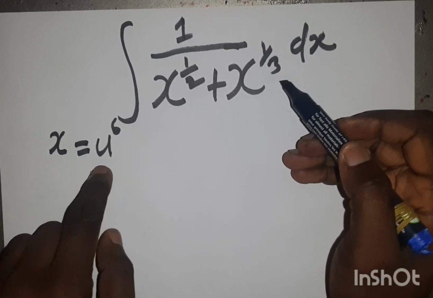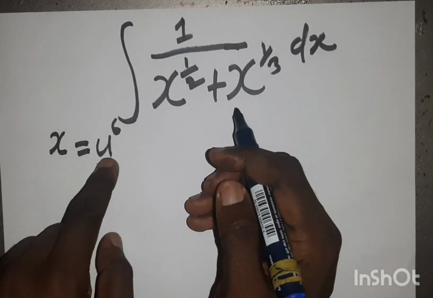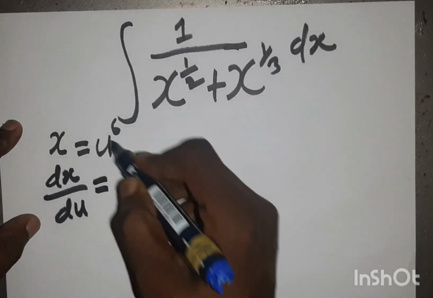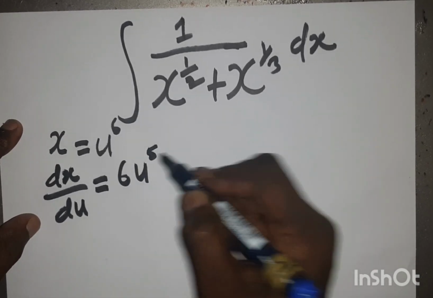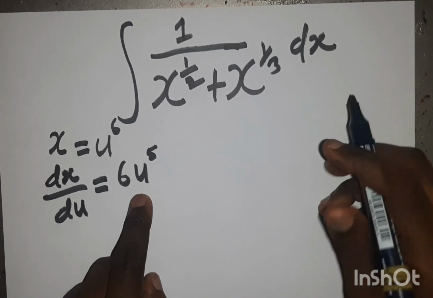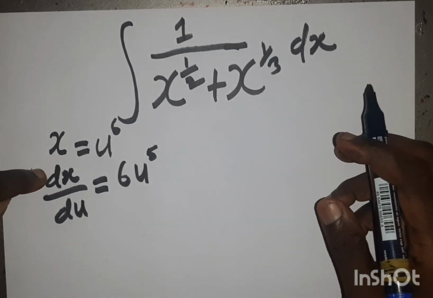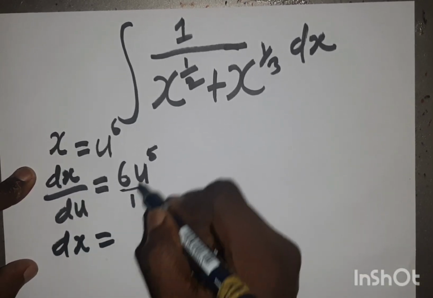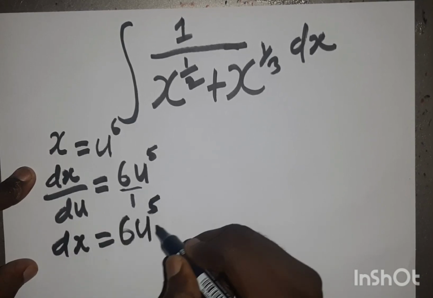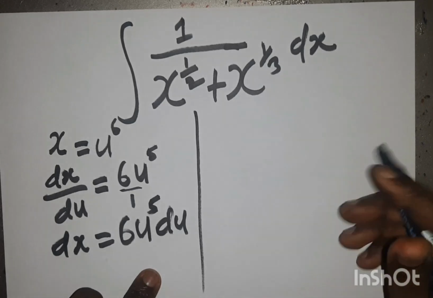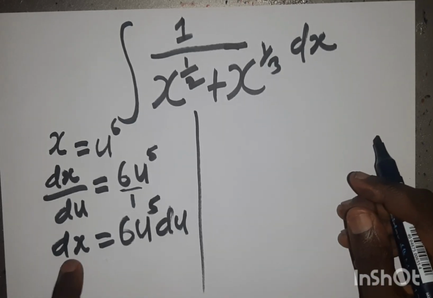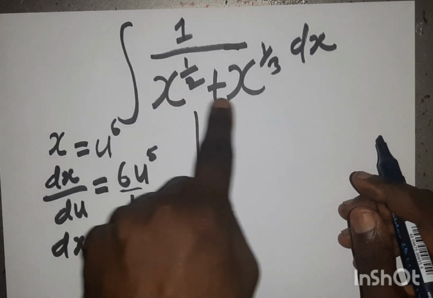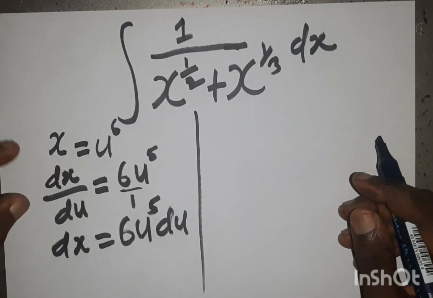So we are going to have the dx, the dx du rather. So that's dx du, which will now be equal to 6u raised to the power 5. And of course, we are going to treat this as a fraction and make dx the subject of the formula. So cross multiplying, I have dx being equal to 6u raised to the power 5 du. And then I can replace the x here with this value and rewrite my terms in terms of u, but let's be careful.